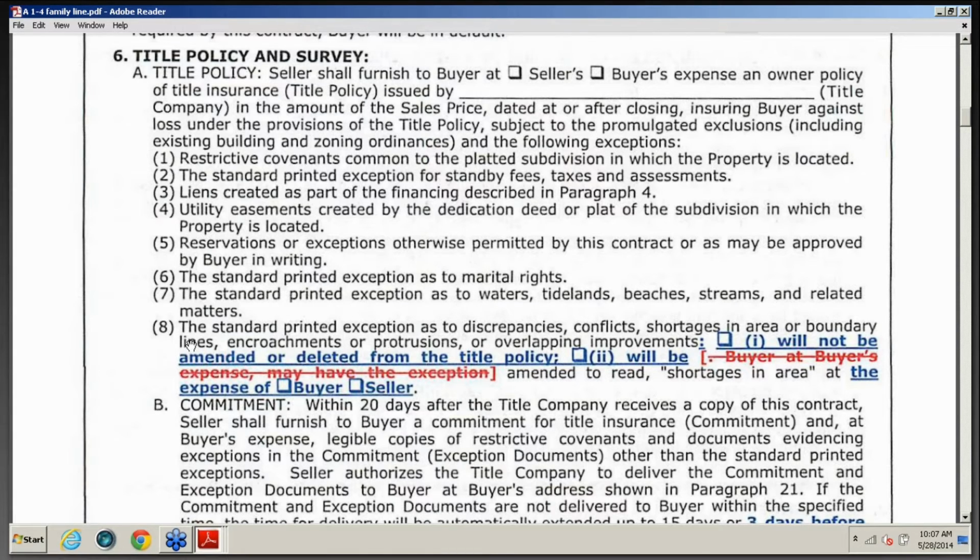So again, I'm not a title person. Without going into a lot of detail about it, I would just refer you to talk to your title company and get them to explain that. But that was a major change.